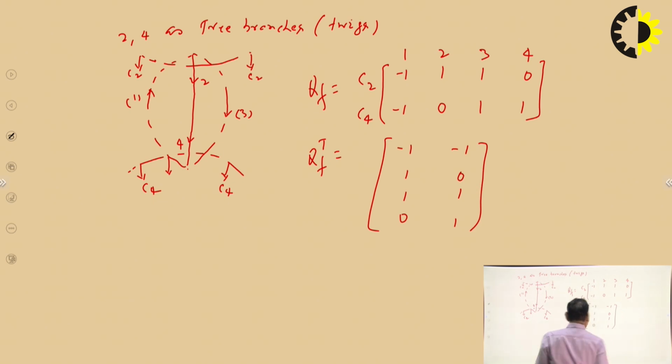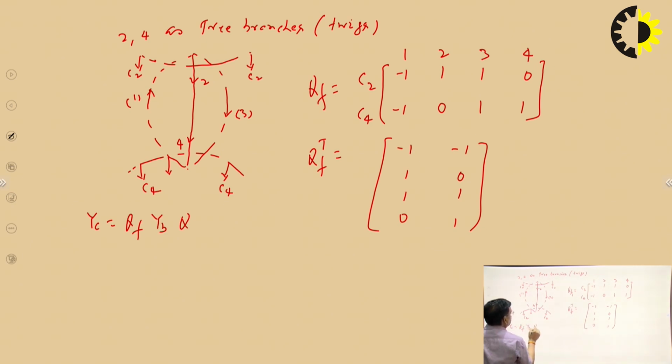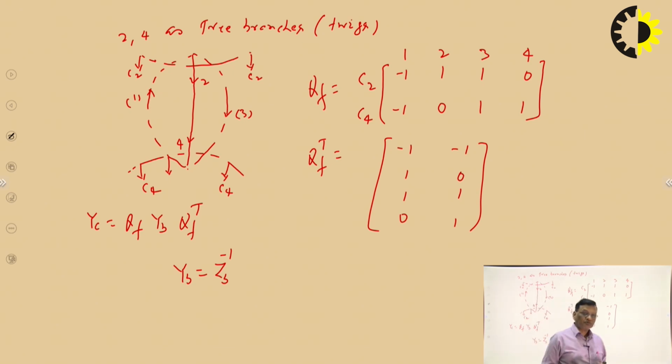Okay, so this much, and what we have to do, we have to find YC is equal to QF YB QF transpose. So we have got QF and QF transpose. Now find the YB. Basically the impedance is given. So YB is nothing but the inverse of the impedance matrix. So write the impedance matrix ZB and then invert it to get the YB.